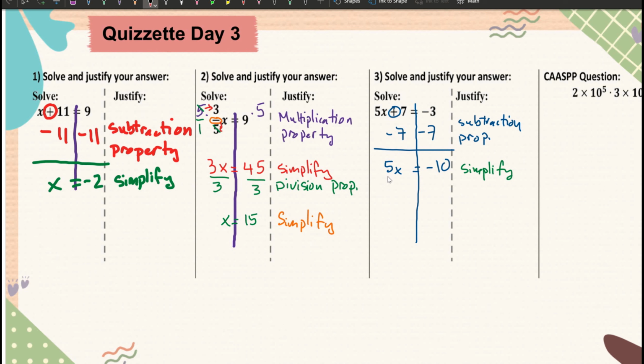Our next step is to continue isolating the variable. You're going to divide 5 to both sides. 5x divided by 5 will give you 1x, or in this case only x. And then negative 10 divided by 5 is negative 2. What we have here is division property. And x equals negative 2 means that you're simplifying your answer.